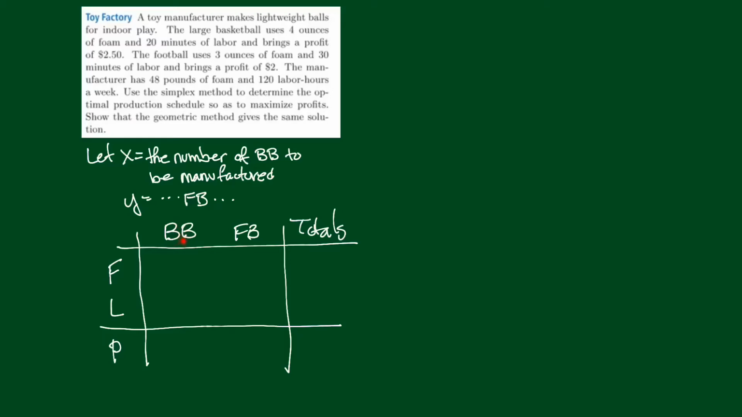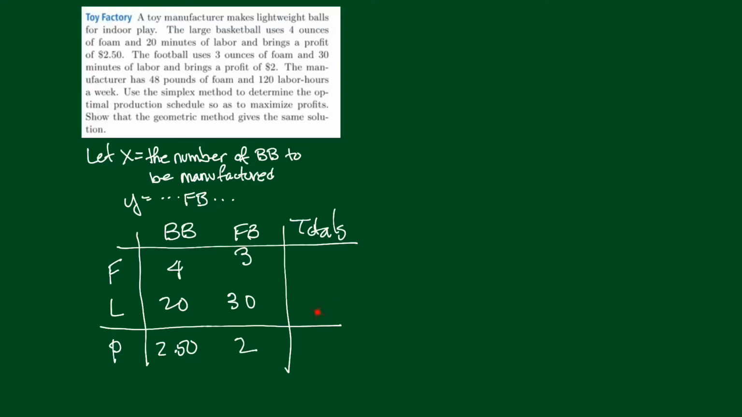So what do we know for basketballs? That takes 4 ounces of foam, so we can put a 4 here, and then what? 20 minutes of labor, so I'm going to put a 20 down here, and it brings a profit of $2.50. Then footballs: 3 ounces of foam, 30 minutes of labor, and a profit of $2. So this is going to be 3, 30, and 2.